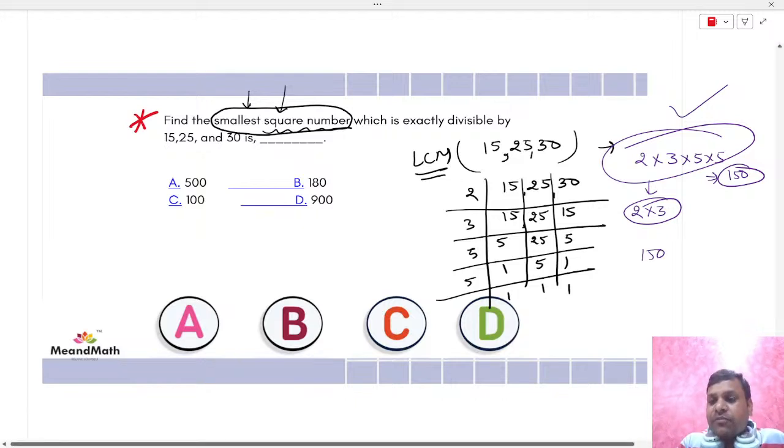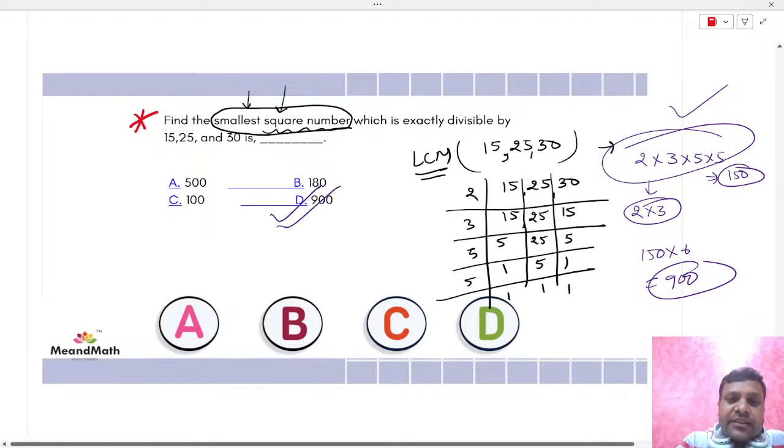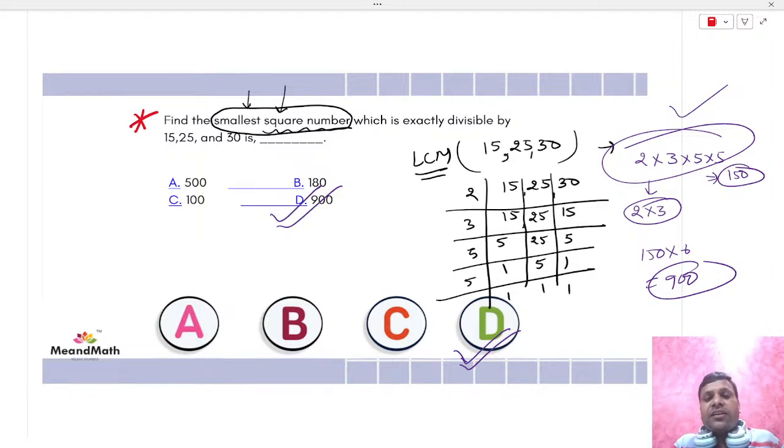So the answer is 150 into 6, that is 900. So the answer is 900 here. D option is the correct answer. So 900 is the smallest square number which is exactly divisible by 15, 25 and 30, all three numbers. Got it? Yes, very good. Good one.